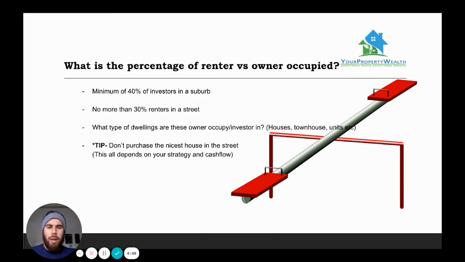So this is something that we want to keep our eyes on, something that we look at as a secret weapon to help us make a great decision. Understand, okay, there are fewer renters in this street, and it gives us the opportunity to uplift the property or force appreciation, which I've talked about before.